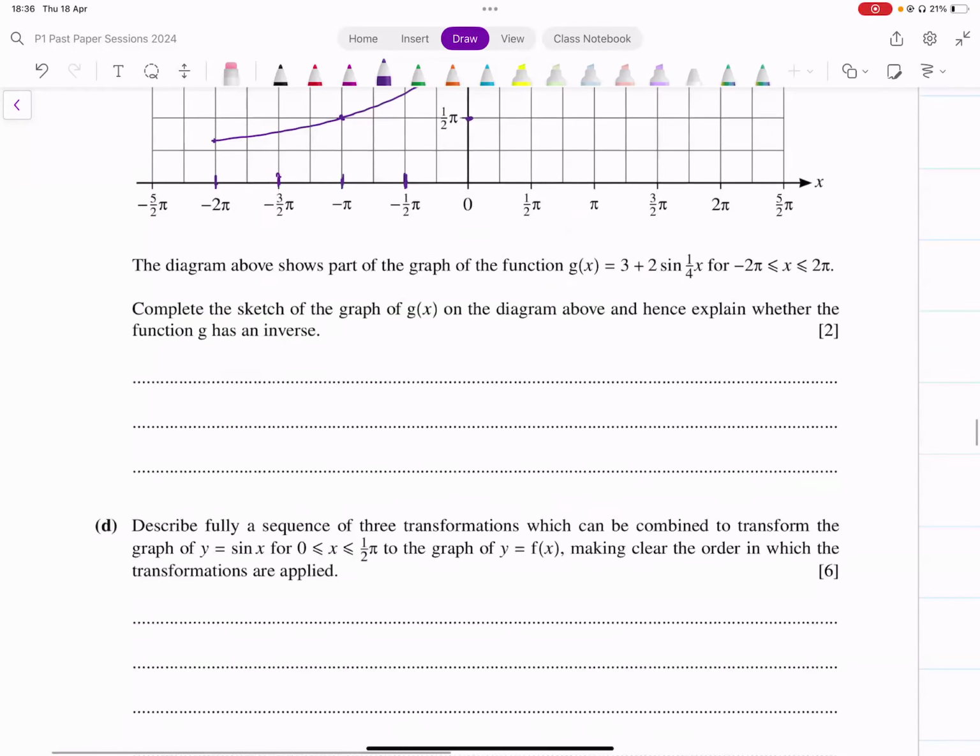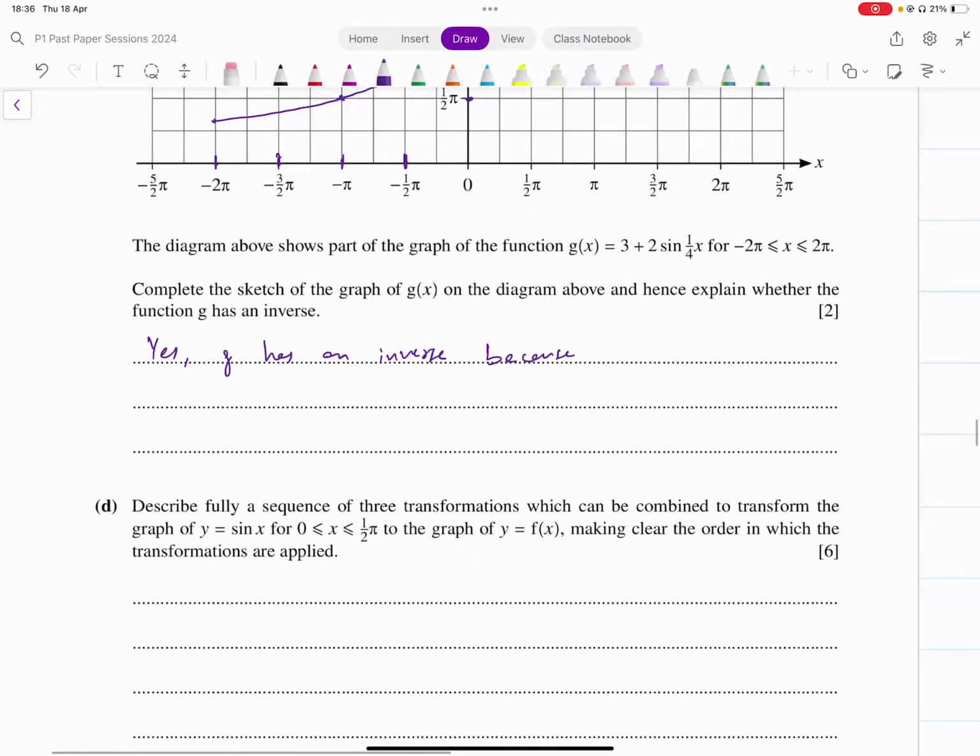Since it's a one-to-one function, you would say, yes, g has an inverse because it is a one-to-one function. Okay, so it does have an inverse.